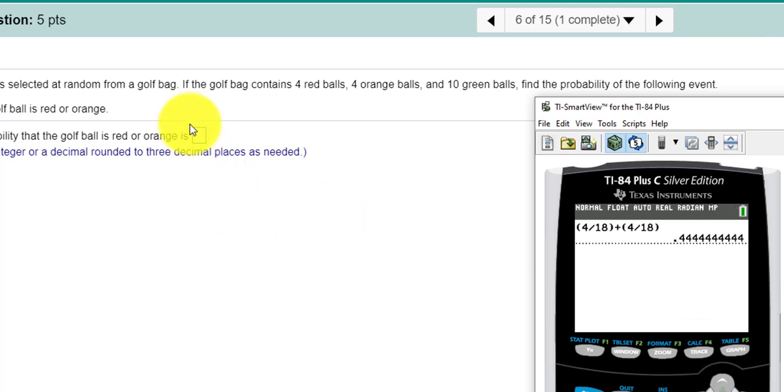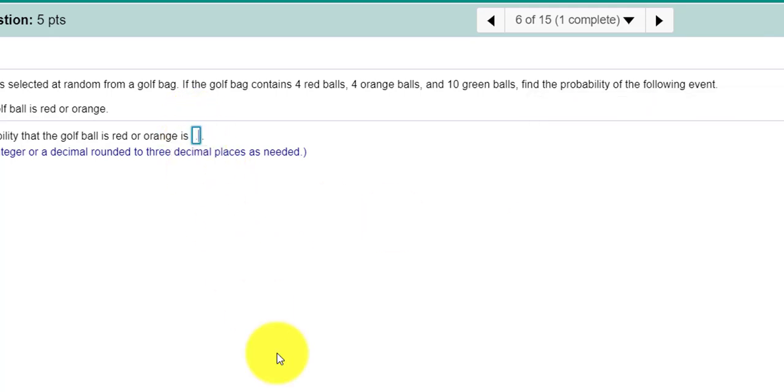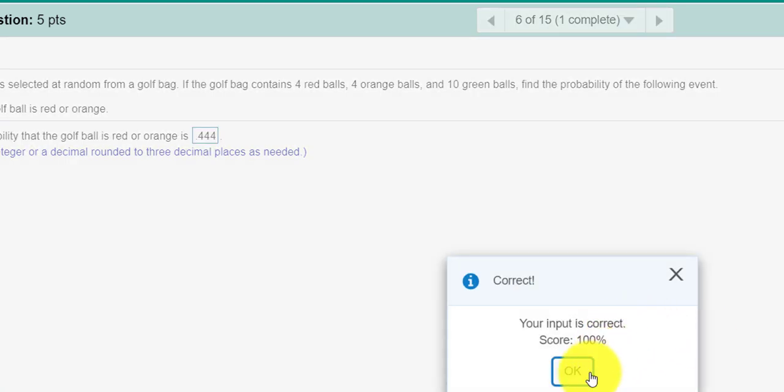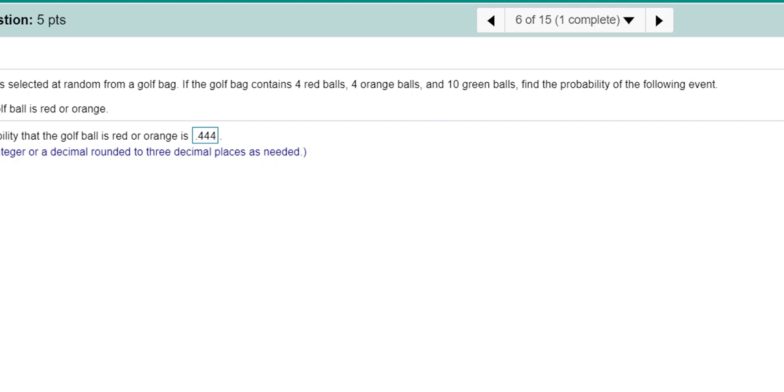I get 0.444. So we put in 1, 2, 3 decimal places. We check the answer. We get 100%. Next question.